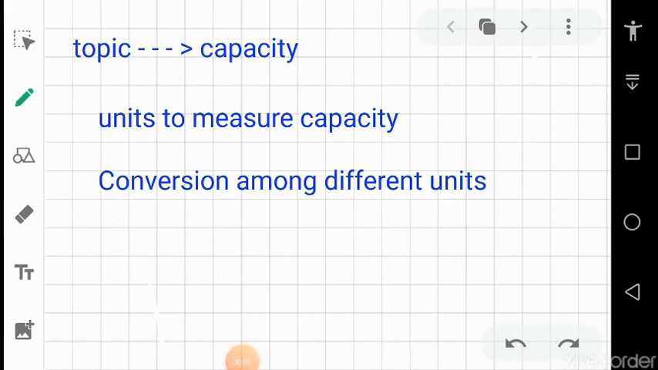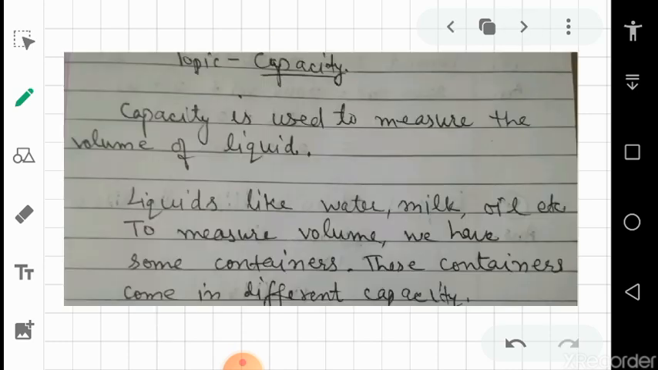Friends, our today's topic is capacity. We discussed weight and different units. Similarly, this is the topic of capacity, and we will discuss the same things: the units and the conversion among the different units. Okay, so let's continue.